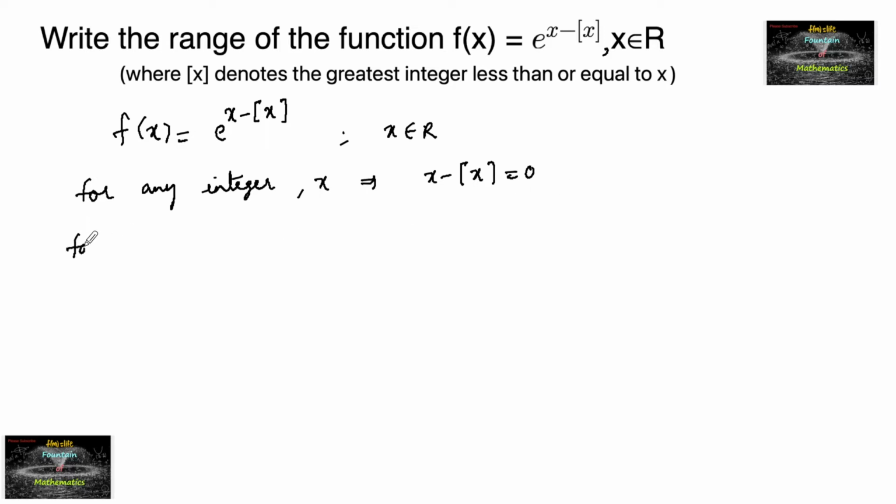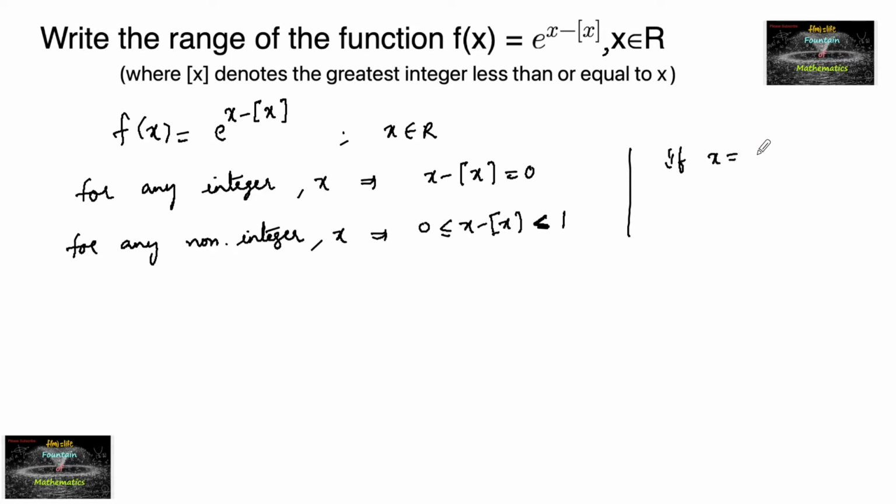And for any non-integer x, we will have x minus [x] always lying between, including 0 and less than 1. For example, if x is equal to 6.96, then its [x] value will be the greatest integer which is less than 6.96, which is 6. So x minus [x] is equal to 6.96 minus 6, which gives 0.96. It is a fraction.